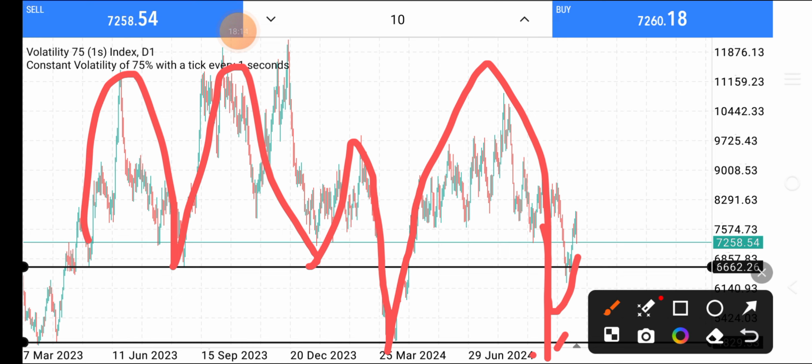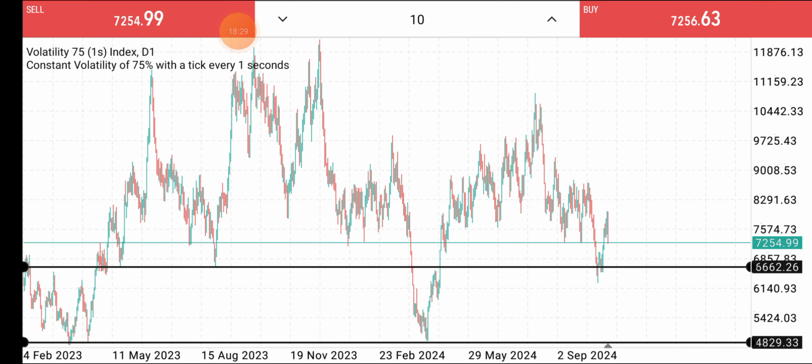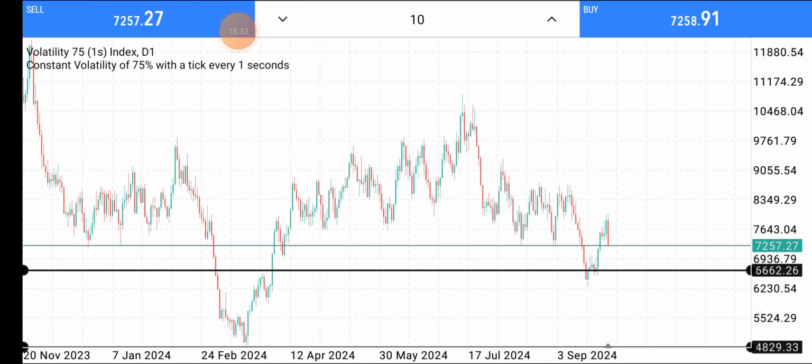So the market has made a different low, so we'll start looking for a sell trend. But right now the market couldn't break through that level. The market just broke a little bit and started pushing up again. So we have established that fact.